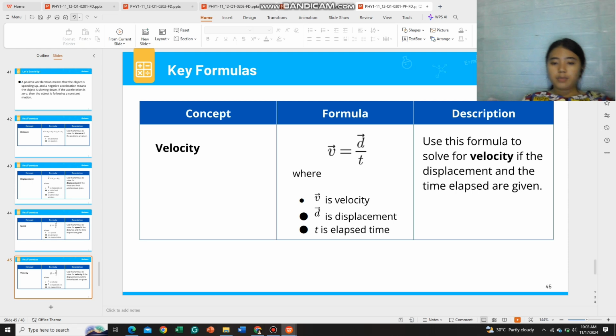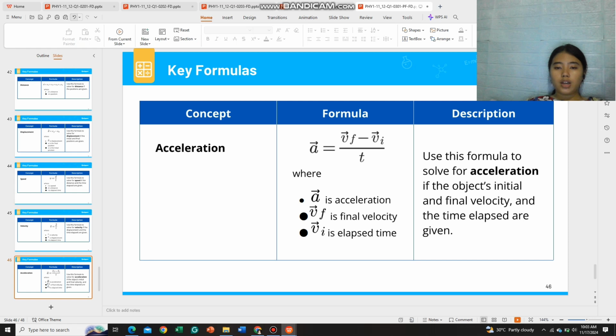So, for speed, v equals distance over time. v is speed, d is distance, t is elapsed time. So, magamit na siya nga formula kung mo-solve na ta sa speed, kung ang time elapsed given. Nya, kanya din sa velocity, so direction. So, displacement over time ni siya, v equals displacement over time. So, magamit na siya kung mag-solve na ta sa velocity. And of course, diri ka-solve ani kung gihatag ang time elapsed or given.